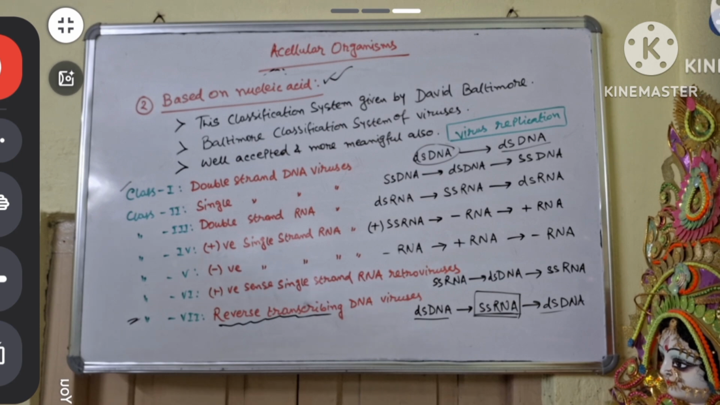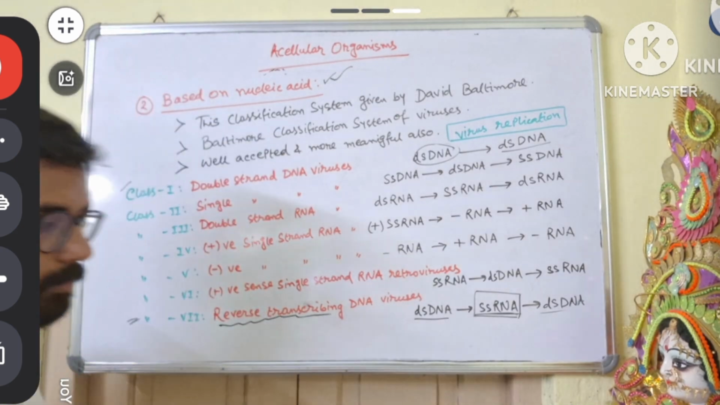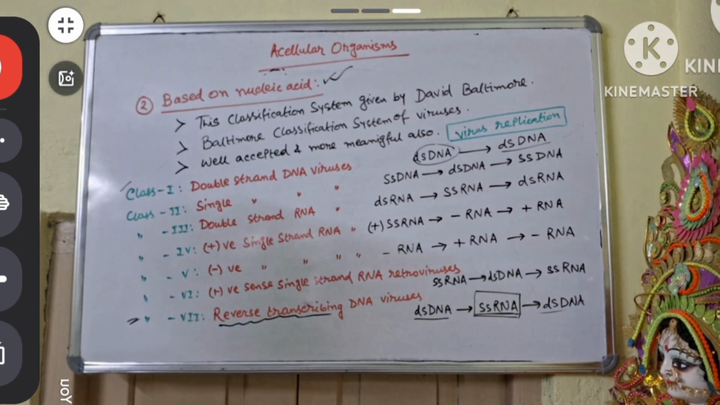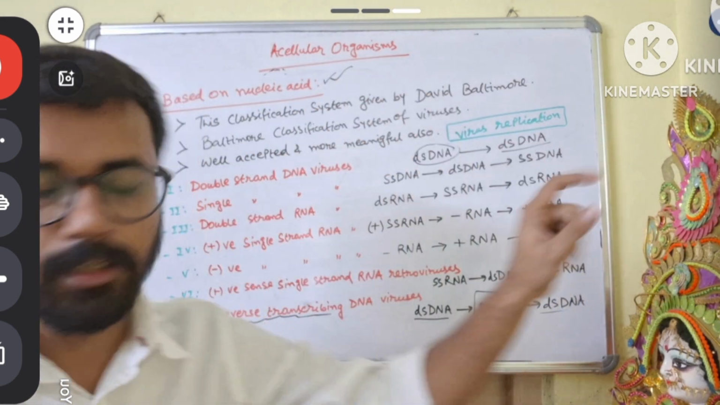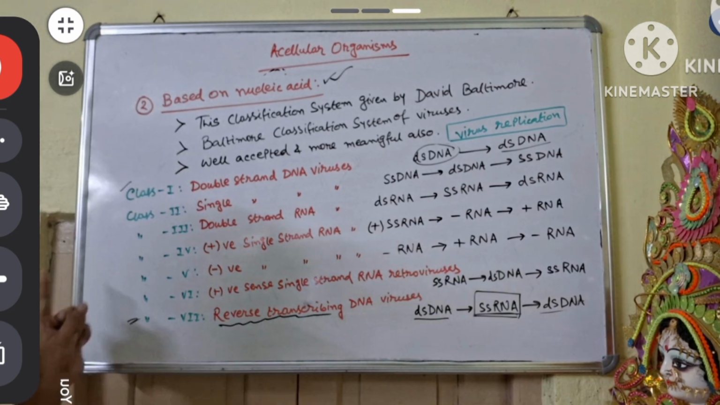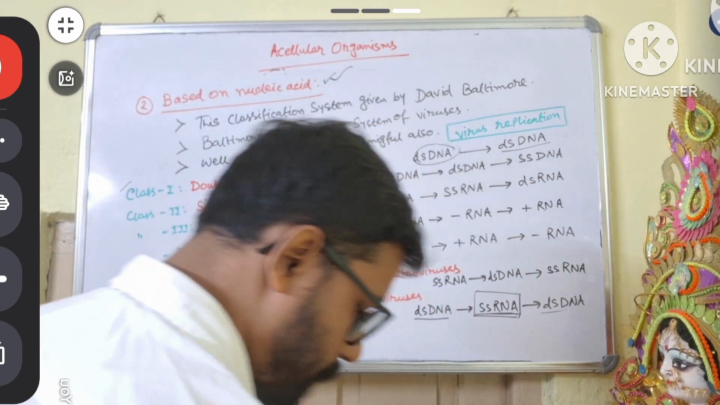Is it clear to all, this replication property pattern of all classes? Yes, sir. And this question is important: give the Baltimore classification of viruses. This question is important. It is a 3 or 4 marks question. Example of each class.